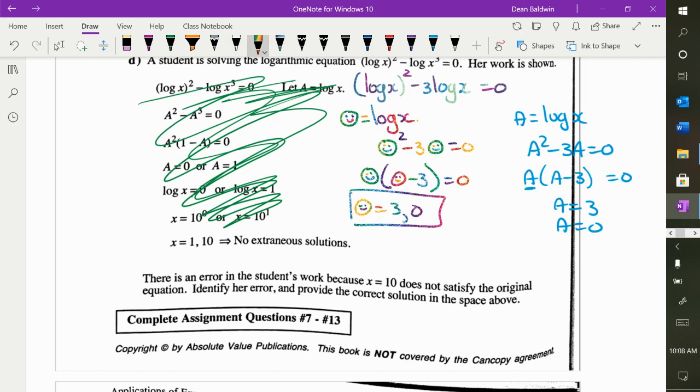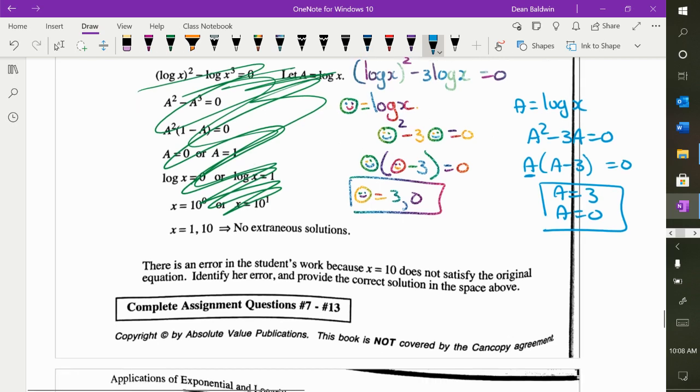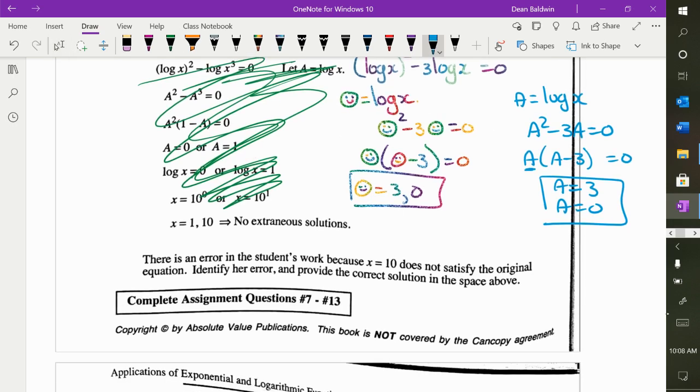Okay. Do I throw anything out yet? What do you have to do? You have to solve for x. You go back to what your substitution is. Why would A be 0? Because you have an a by itself. So you go back to your substitution, you put it in there. So you get two equations. You'll get 3 is equal to log x, or 0 is equal to log x.